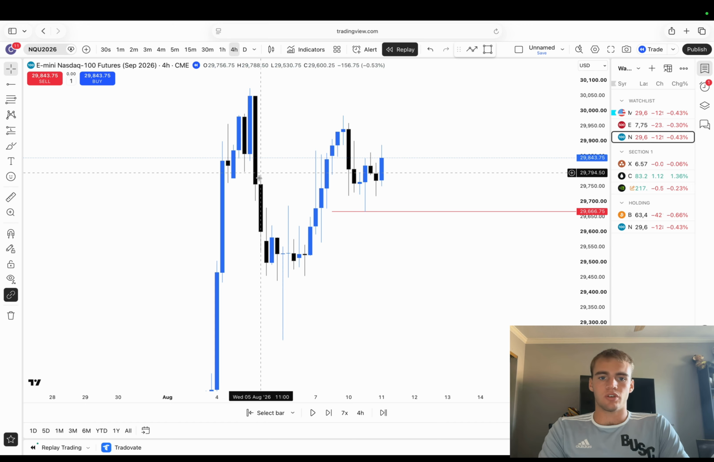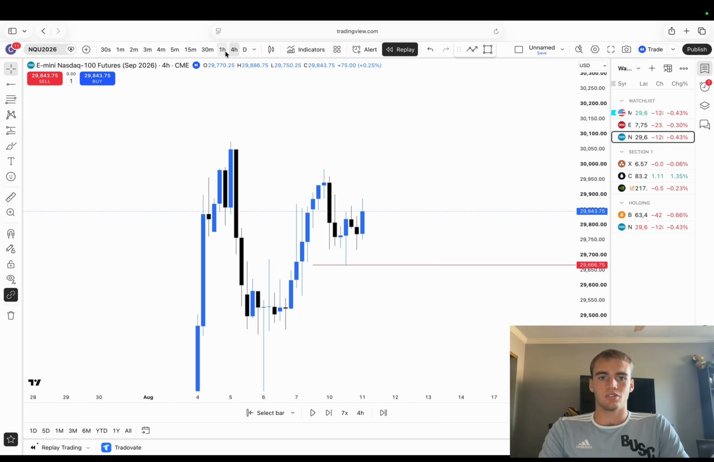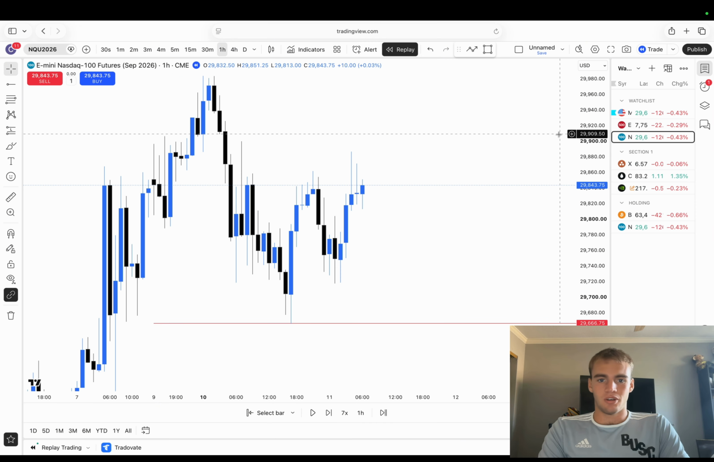4 hour just had a good retrace. We inverse this 4 hour gap. To me, it just looks like we're going to continue higher, to all-time highs. Maybe not all-time highs, but a lot higher. We had just barely inversed this 1 hour gap on NQ as well.